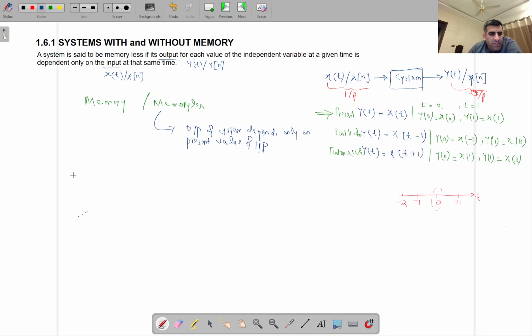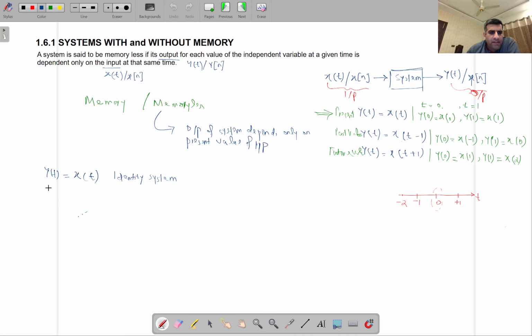So the first example which I want to include is basically the same example which we have already discussed, which is y of t is equal to x of t. So this is basically an identity system. Just in case if you want to give a name to this system, this is an identity system, which means whatever is the input is going to be the output. So the identity system is simply whatever the input is, the output is going to be the same, which is y is equal to x of t.